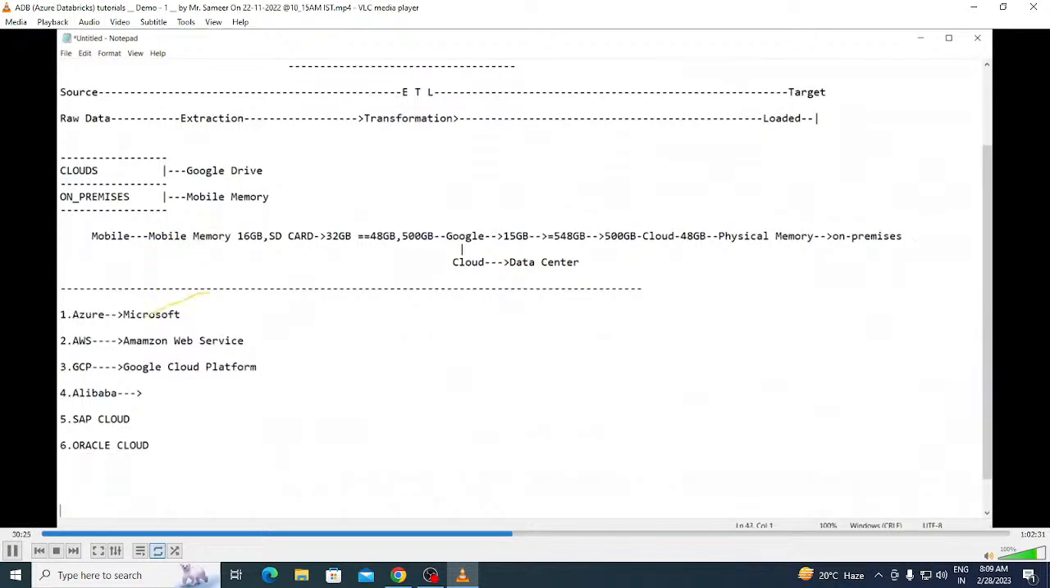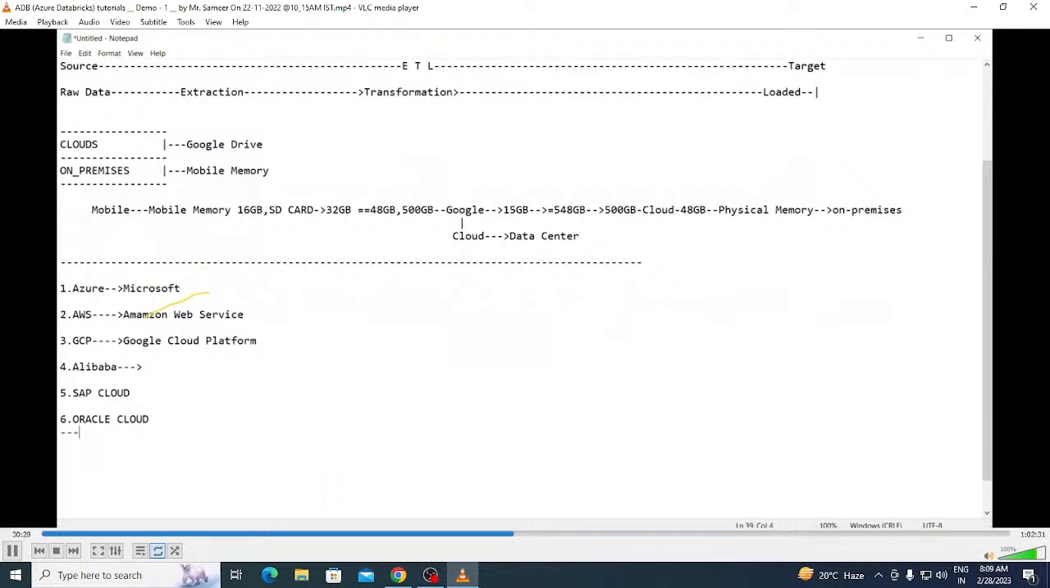Now, guys, these cloud services are basically classified or divided into three categories. The first one is IaaS. IaaS stands for Infrastructure as a Service. Then you have PaaS. PaaS stands for Platform as a Service. Then, guys, the third one is SaaS. SaaS stands for Software as a Service.